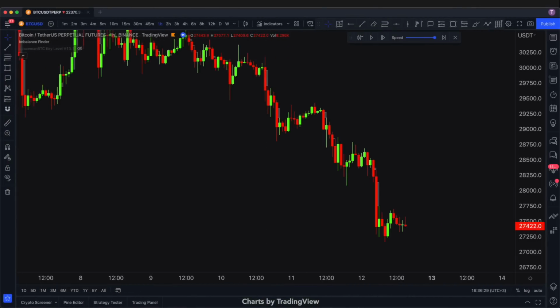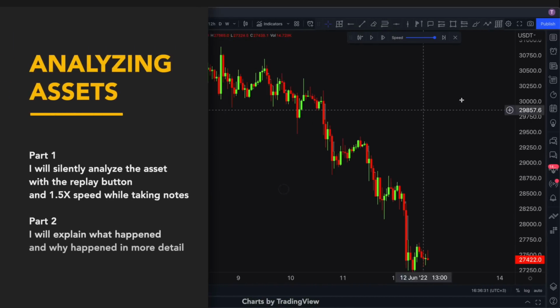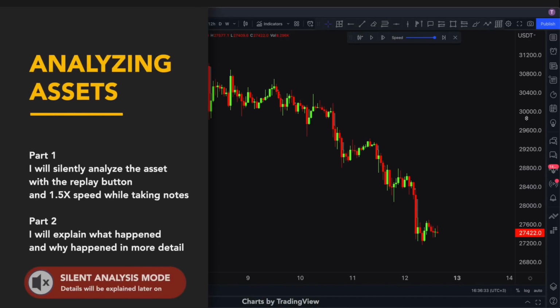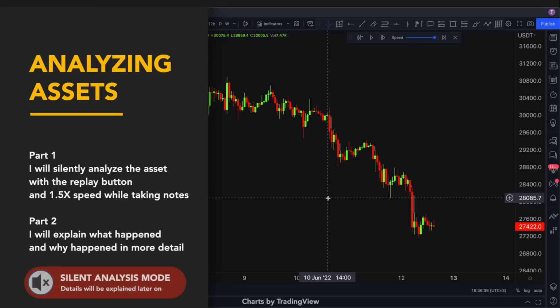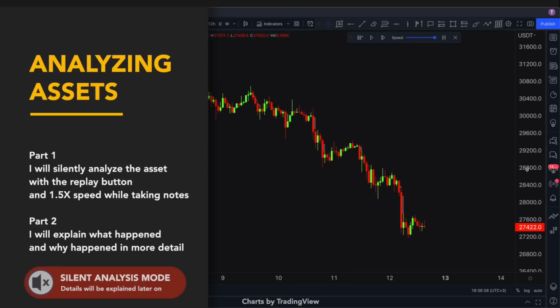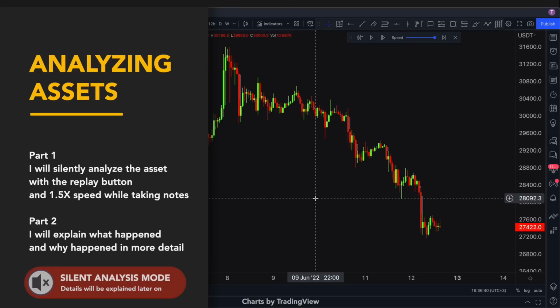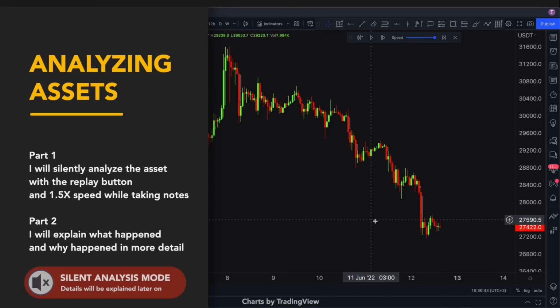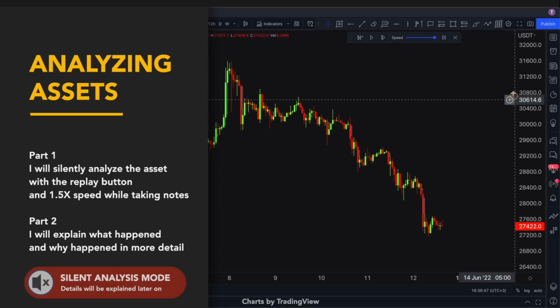Okay, let's do a top-down analysis. Some people ask me to use the replay button, so today I'll do things a little different. First, I'll quietly analyze the asset, the price action with a replay button. Second, I'll explain what happened and what might happen.